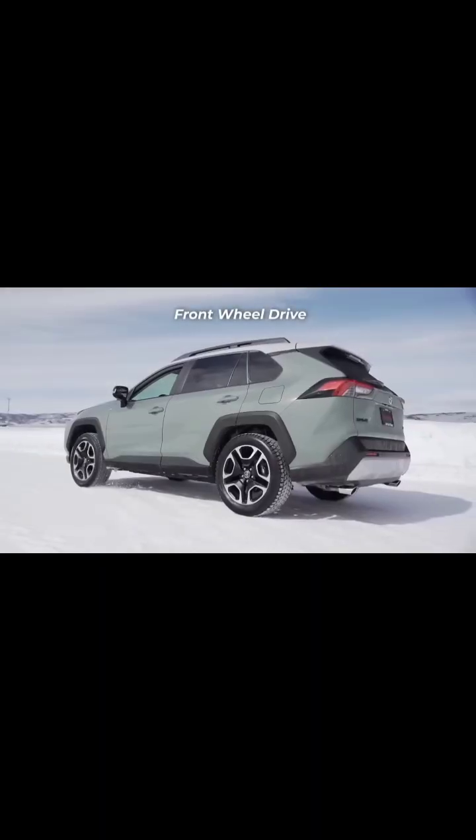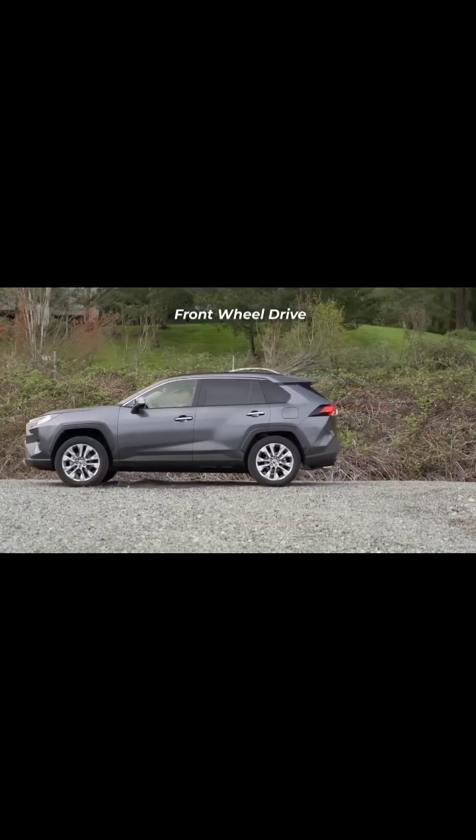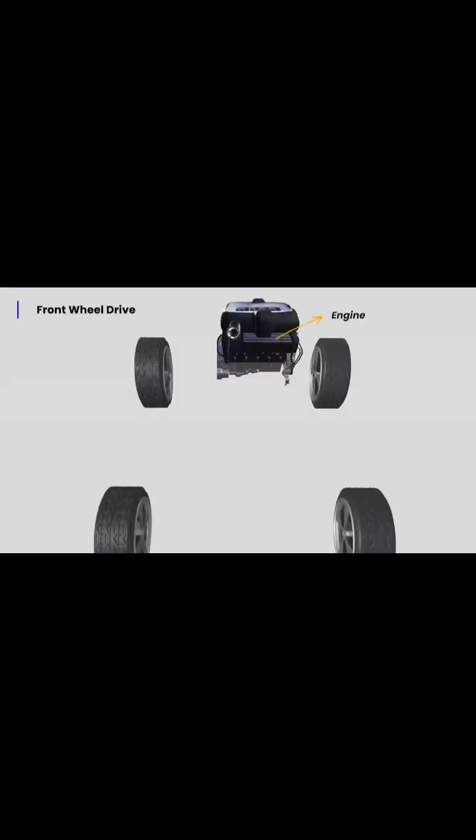So, how does this compare to front-wheel drive? Let's find out. In front-wheel drive cars, the engine and transmission are usually mounted together in a single unit called a transaxle, located at the front of the vehicle.